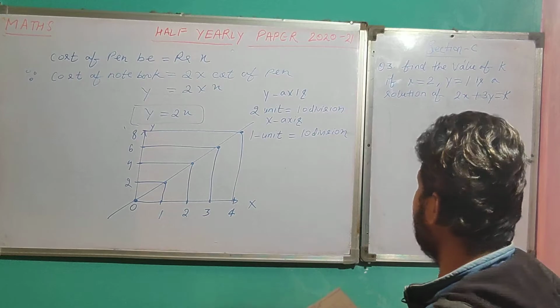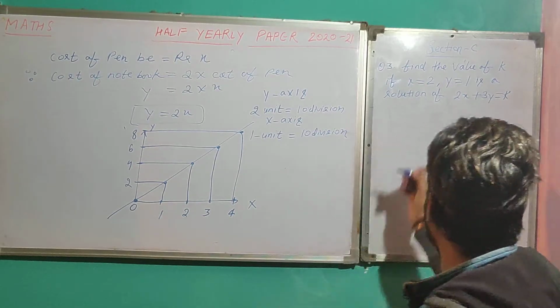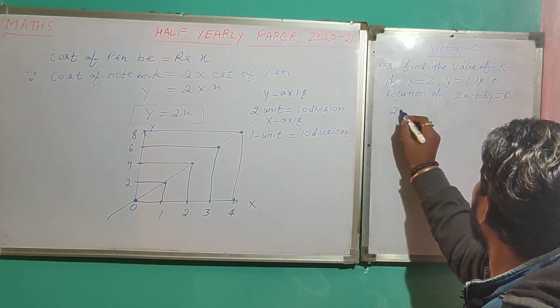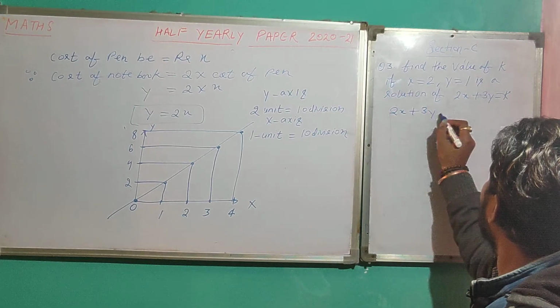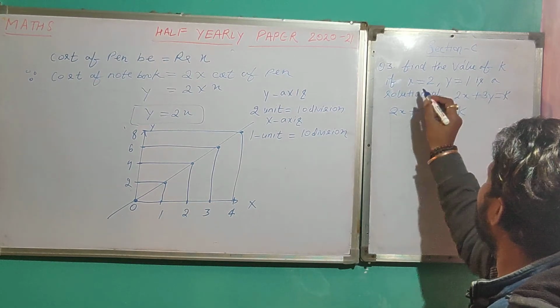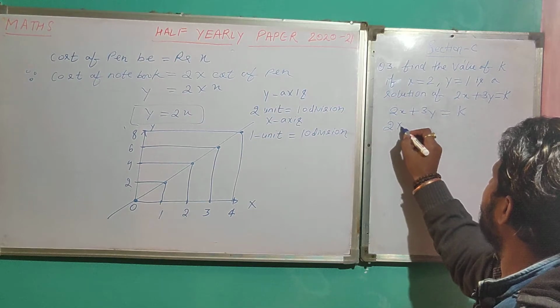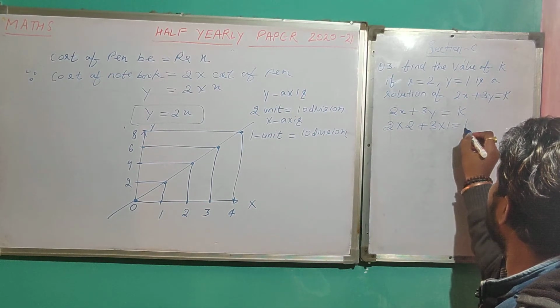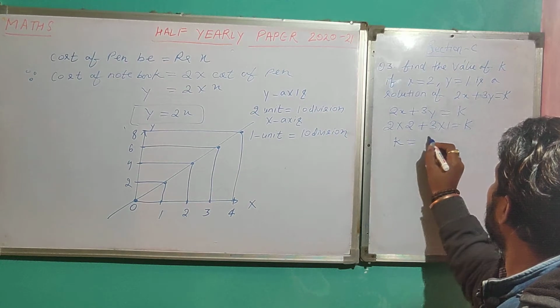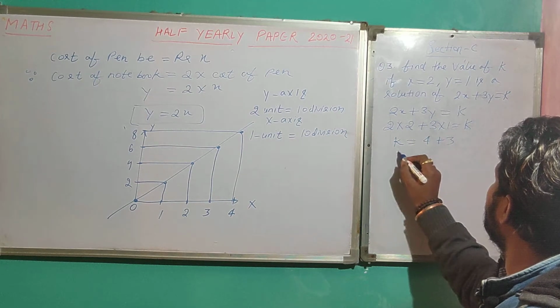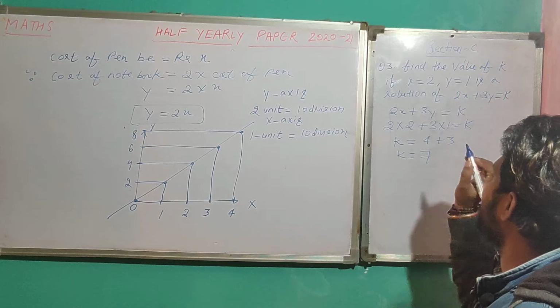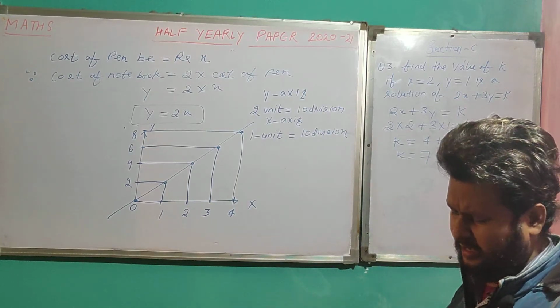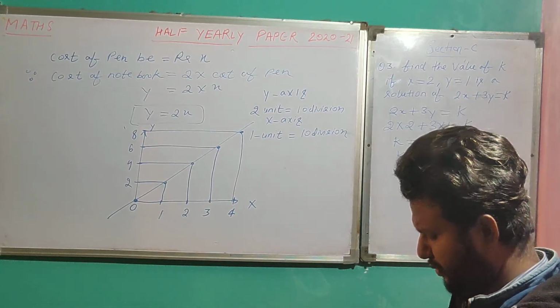This is a very easy question. You can see over here 2x plus 3y is equal to k. Put the value of x and y in this equation. Therefore 2 times 2 plus 3 times 1 is equal to k. Therefore k is equal to 4 plus 3. K is equal to 7. Nothing was new in this question. This was a very simple question.